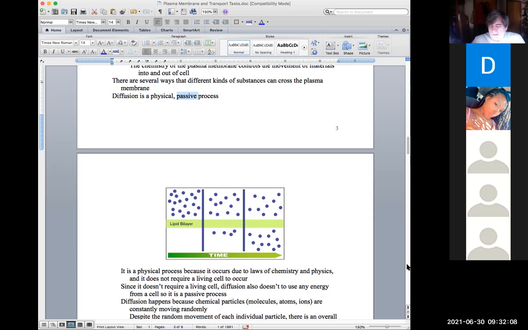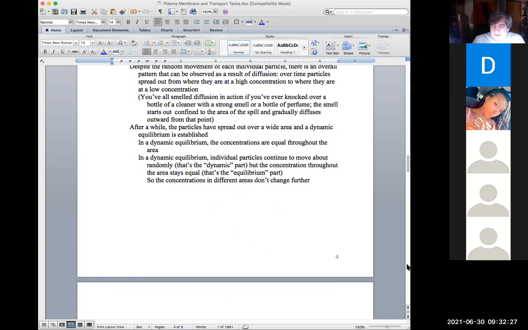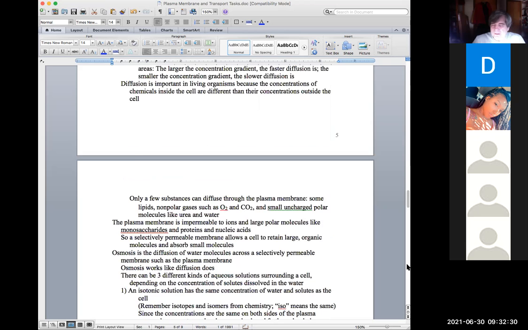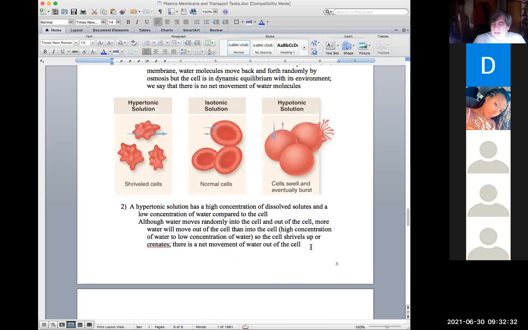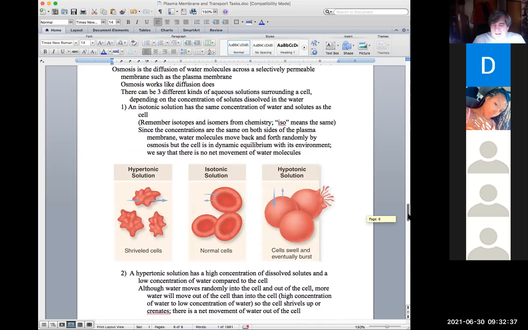Now, whenever we talk about a special example of something, think about what we've been pointing out all semester. What's the most common molecule in living things? Water. So the special type of diffusion we want to talk about is diffusion of water. And when we talk about diffusion of water, we're talking about a process called osmosis that you might have heard of. Now, osmosis is a type of diffusion. So remember what we said about diffusion a minute ago.